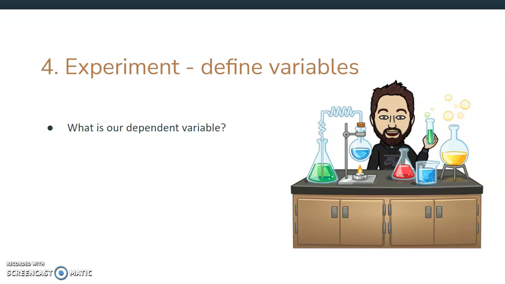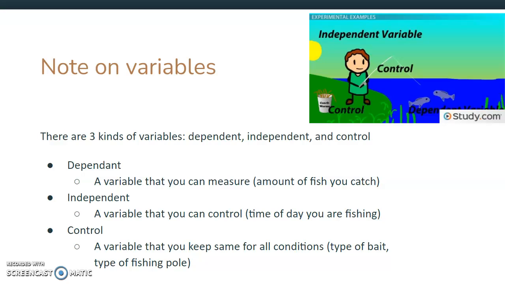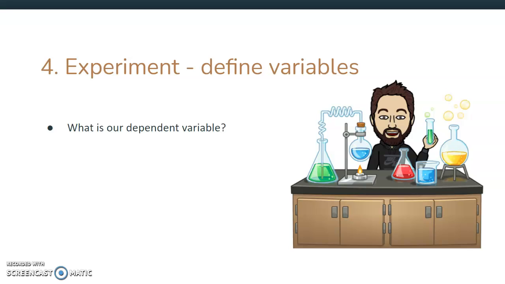So just to practice defining our variables, what is our dependent variable in this? The one that like our fish is the amount of fish we're catching. So our dependent variable is going to be the temperature of the spoon. So this is what we're testing. Which one is going to get the hottest, the fastest, the conduction, the ability for the spoon to transfer heat.